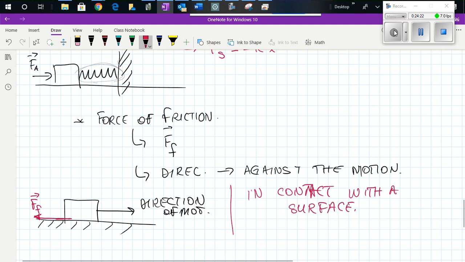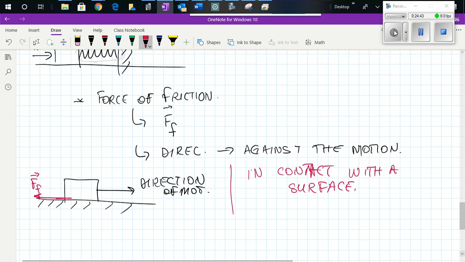So in the cases when we had the object that is hanged with two strings, we do not have a force of friction even if the object is moving. We don't have a force of friction because there is no contact between the two surfaces of the object and the surface that you are moving.